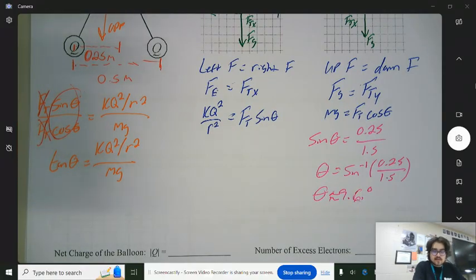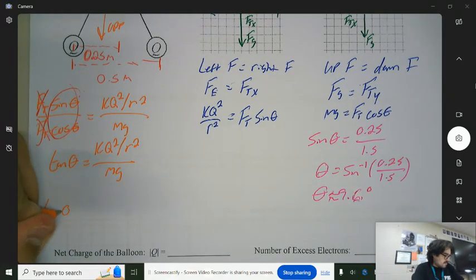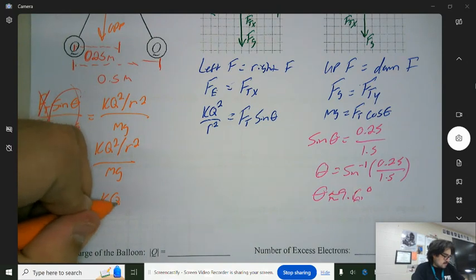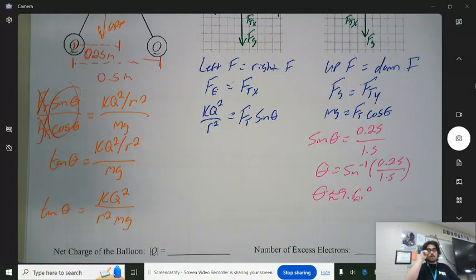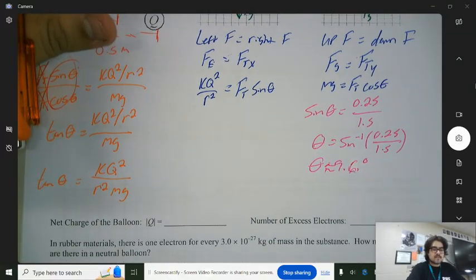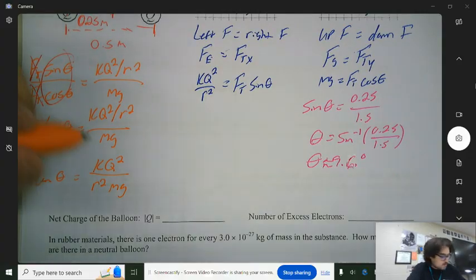In order to get this all by itself, the easiest thing to do is to note this is the same as saying tangent theta equals kq squared over r squared mg, because the r would just go into the denominator. So you would need to multiply by r squared times mg on both sides, then divide by k, and then take the square root.